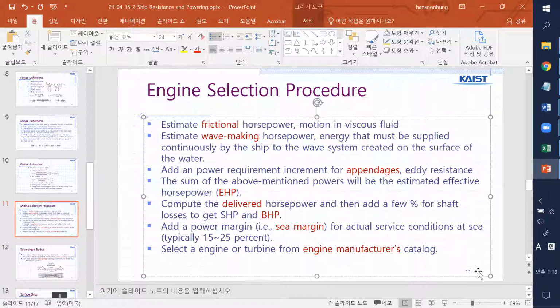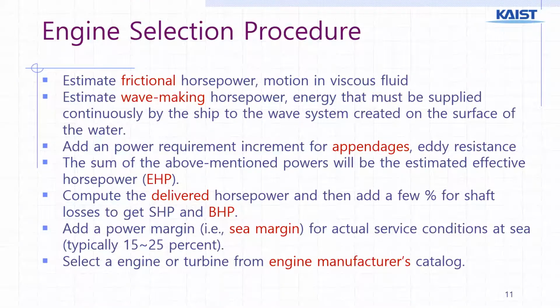On the surface of the motor. And then, by using frictional resistance, wave making resistance, and also eddy resistance, which is the resistance and power requirement for appendages, you can get the total resistance. So three parts give you the total resistance. The sum of the above-mentioned resistances will give you the effective horsepower. So total resistance corresponds to effective horsepower.